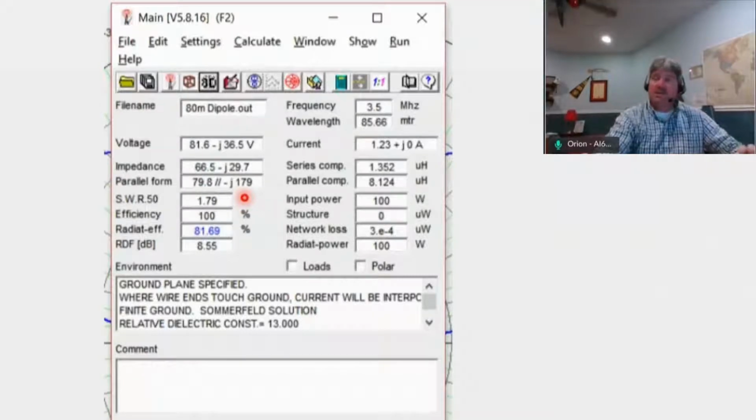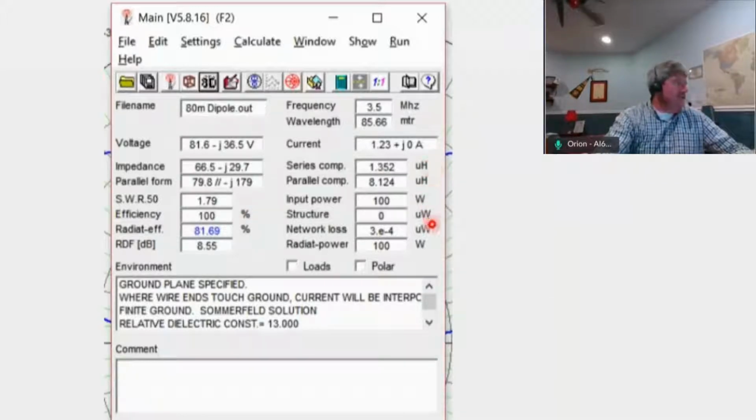Again, this is an approximation. Things such as trees, other steel, metal, and ground will have an effect on what that SWR is, but you can pretty much know that, hey, you're below 2 and you should be able to run pretty well.